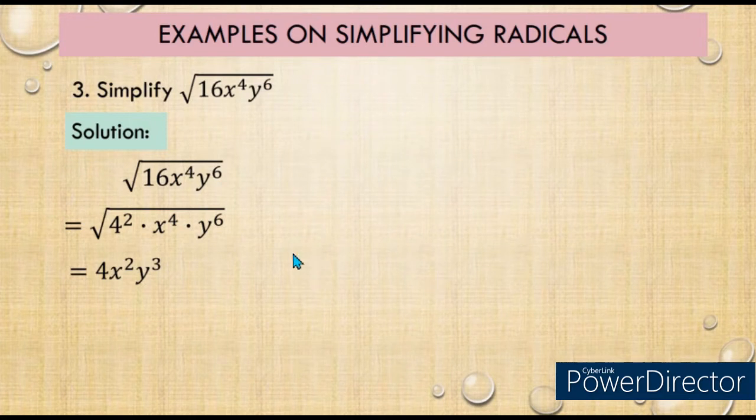And then, dito naman sa y raised to 6, divide lang po natin sa may index, which is 2. So we have 6 divided by 2 is equal to 3. So that is the final answer. The simplest form of square root of 16x raised to 4, y raised to 6 is equal to 4x squared, y raised to 3.